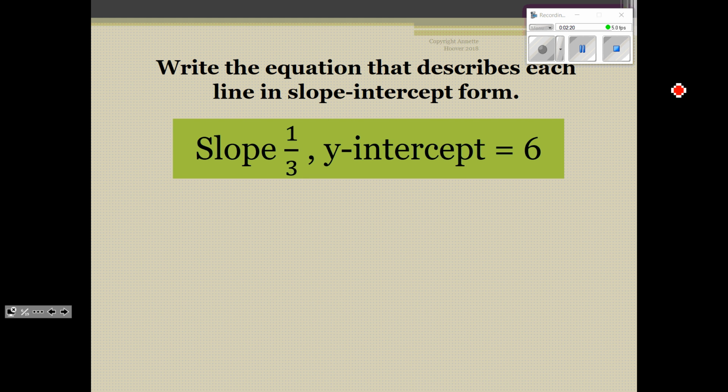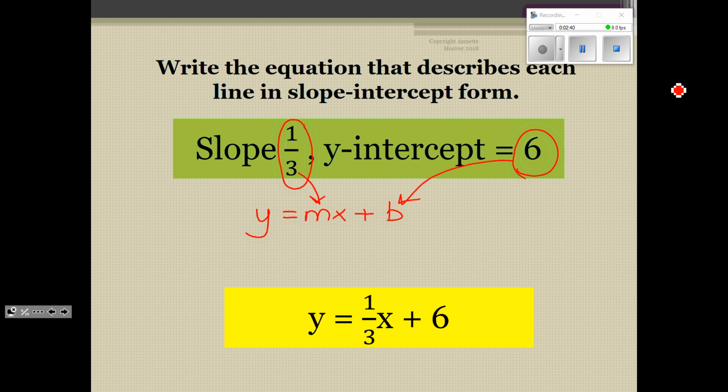So first, let's just practice writing an equation in slope-intercept form. If you know the slope of 1/3 and you know the y-intercept, all you have to do is take our equation y equals mx plus b and plug in the numbers. So the slope goes in for the m, the 6 goes in for the y-intercept, and our equation would simply be y equals 1/3 x plus 6.